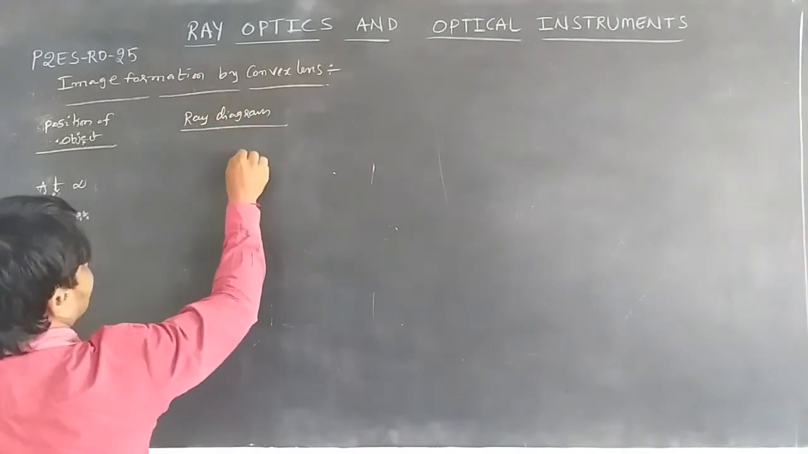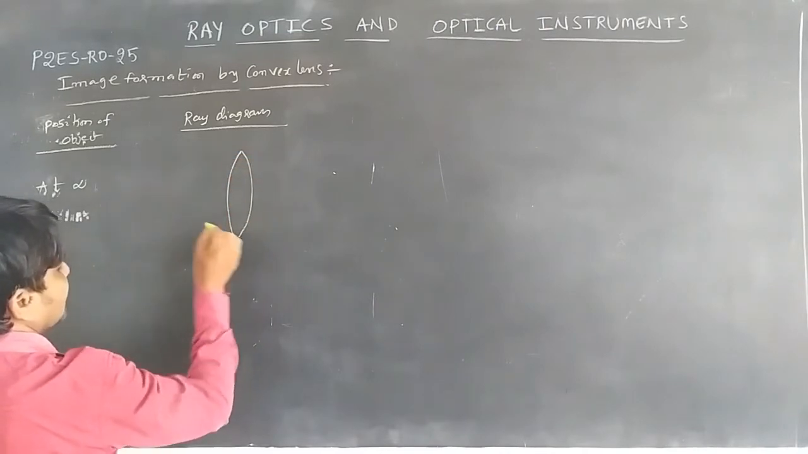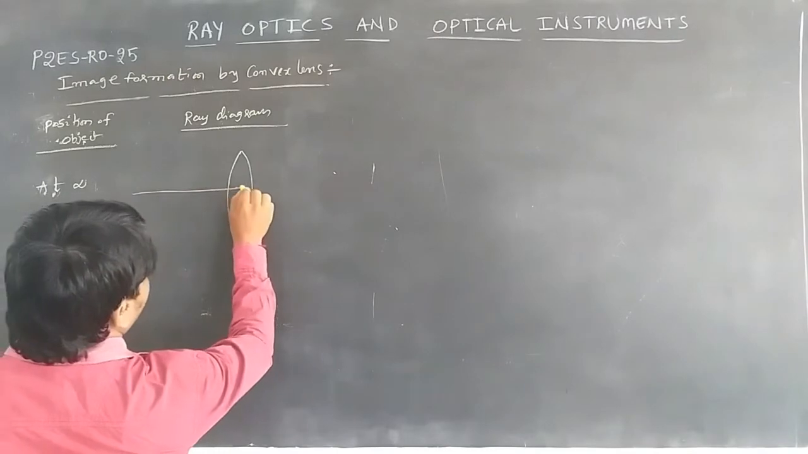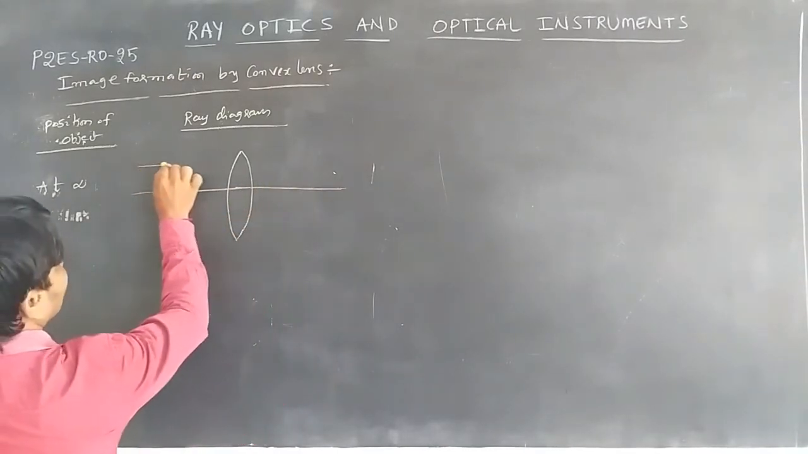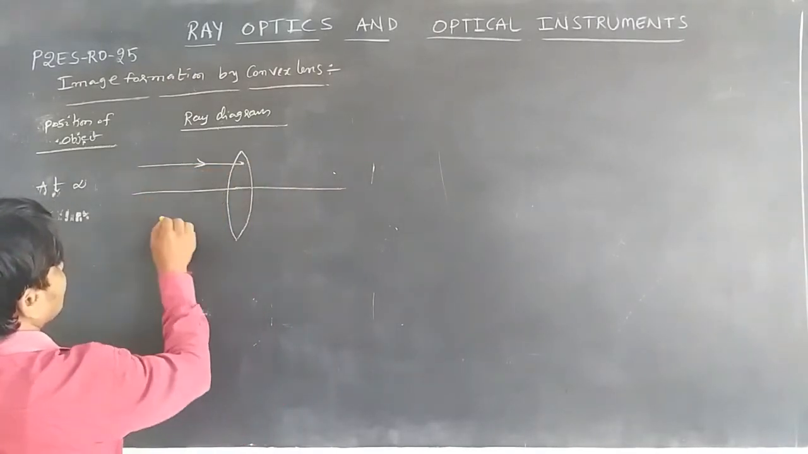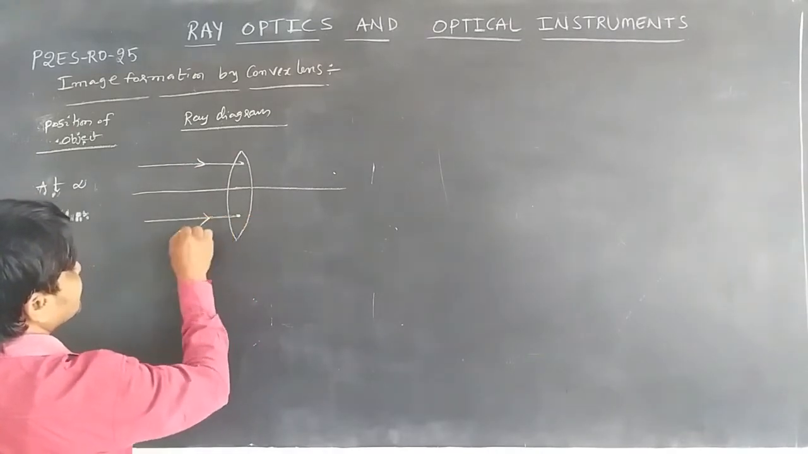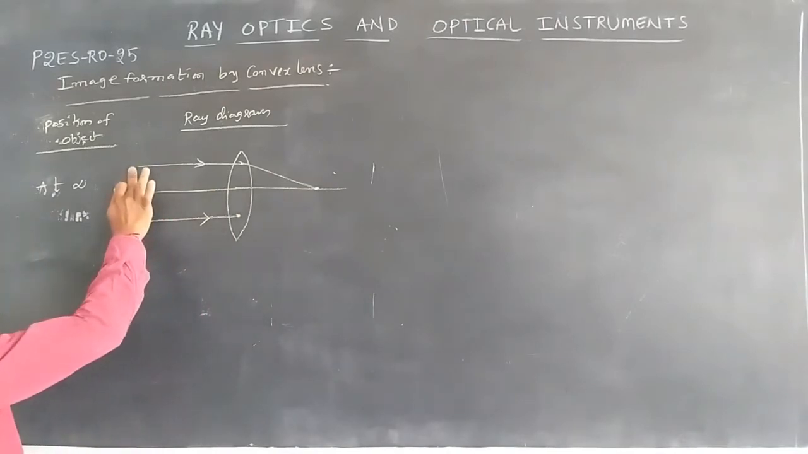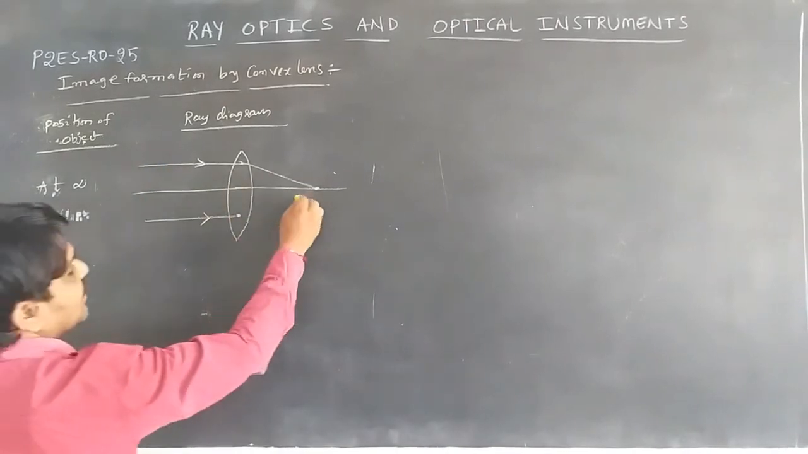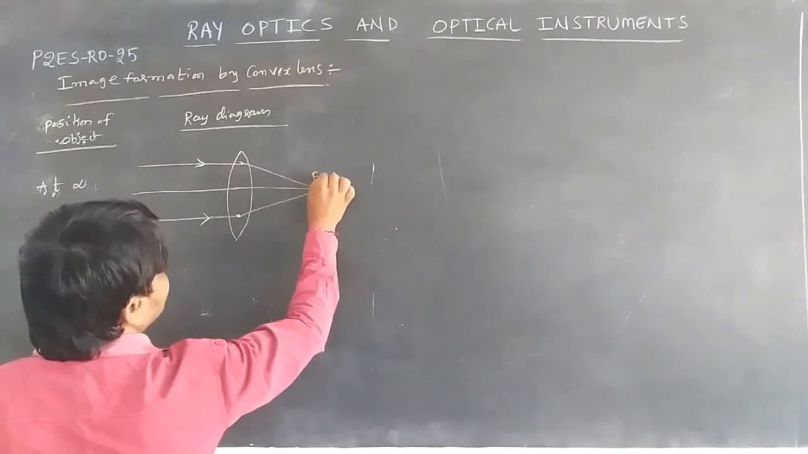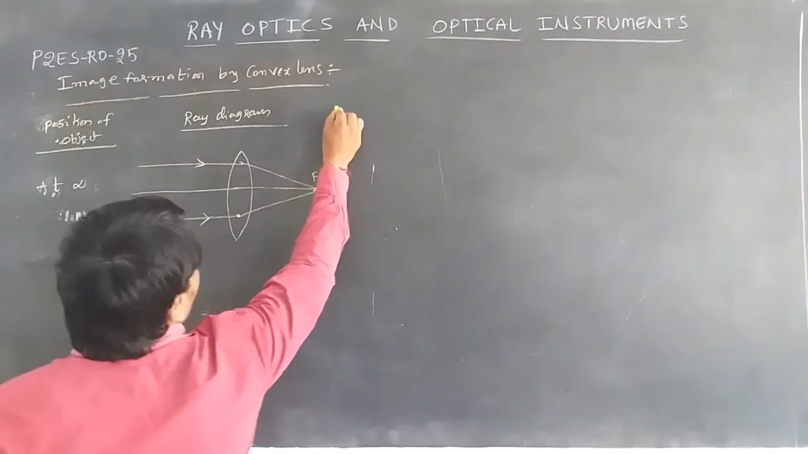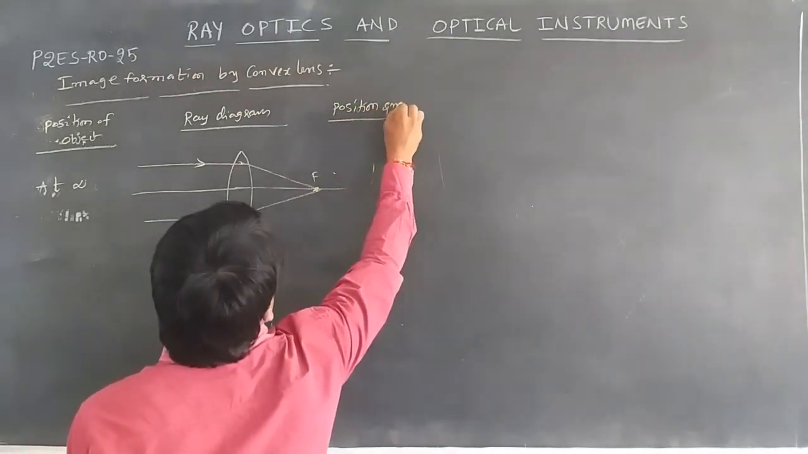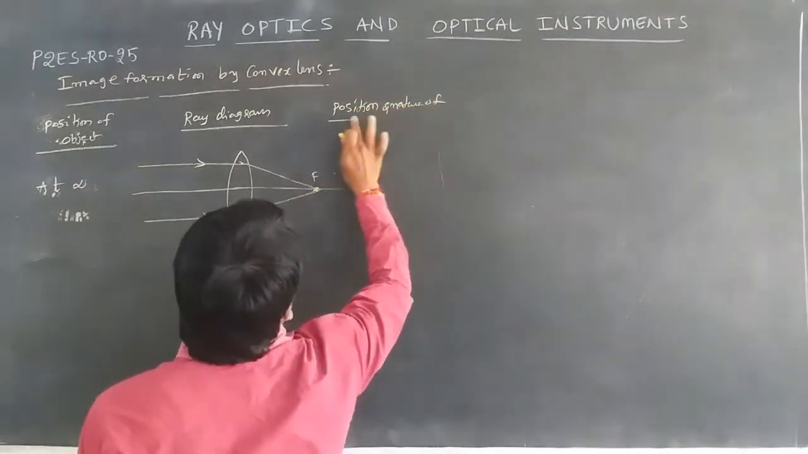The ray diagram will consider a biconvex lens. We are taking an equiconvex lens. This is the principal axis. When the light ray is incident on the lens parallel to the principal axis, if the object is placed at infinity, then the image is formed at the focus. Position and nature of image.